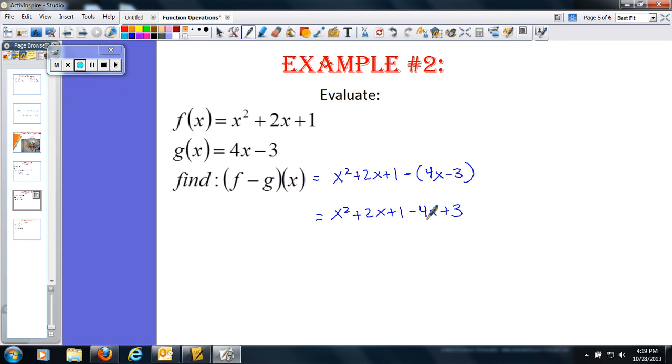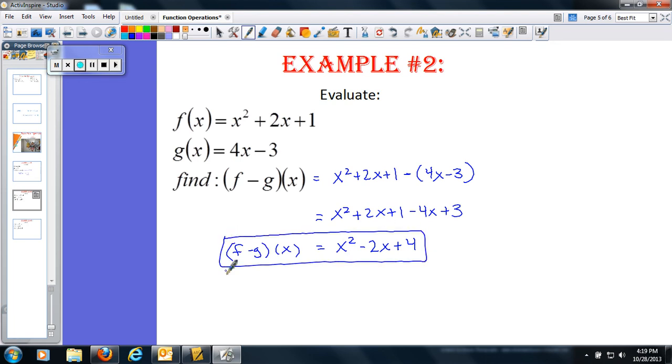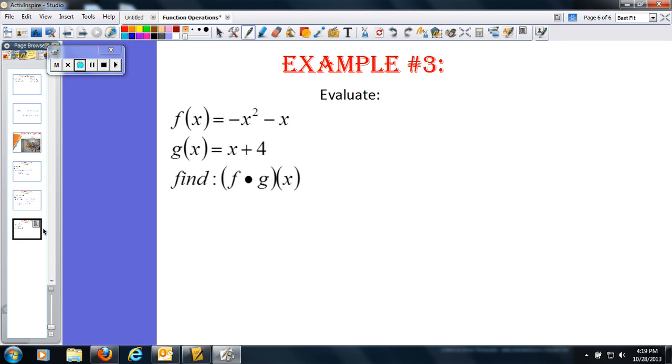Now all you're going to do is combine your like terms. The 2x and the negative 4x are like terms. So that's x squared, minus 2x, and 1 plus 3 is going to be plus 4. And this is going to equal f minus g of x. Okay? And now we get to example number 3. We won't be doing division, not right now, but we will be doing some multiplication.